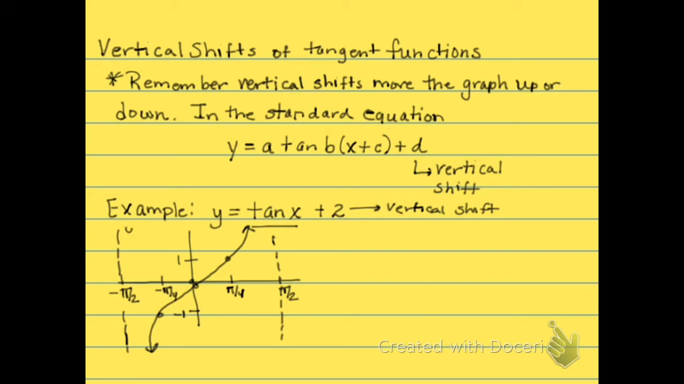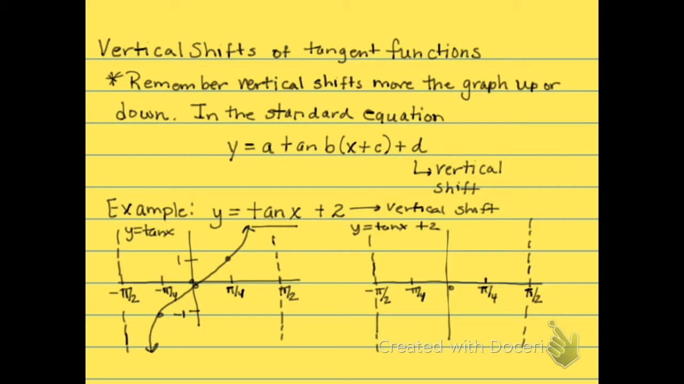Now, I'm going to put y equals tan of x. If I'm looking at y equals tan of x plus 2, then again, my asymptotes are going to stay the same. They're not going to move because my period doesn't change. So I have negative pi over 2, negative pi over 4, 0, pi over 4, and pi over 2. I have asymptotes here. Again, asymptotes here.